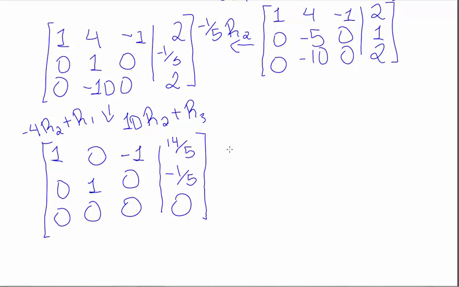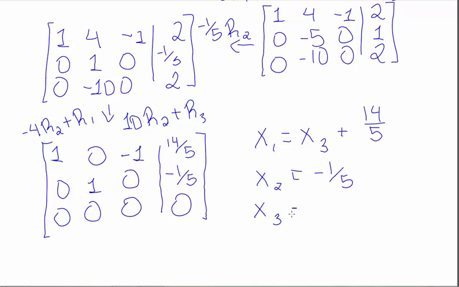So we'll see this also has infinitely many solutions. And if you work it out, you get that x1 is equal to x3 plus 14 over 5, x2 is negative 1/5, and x3 is our free variable. It can be any value.